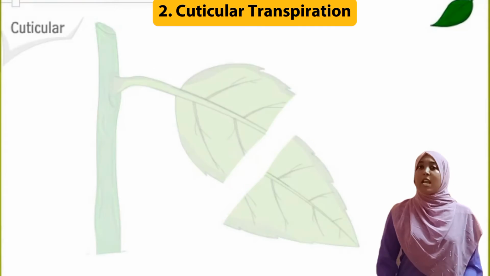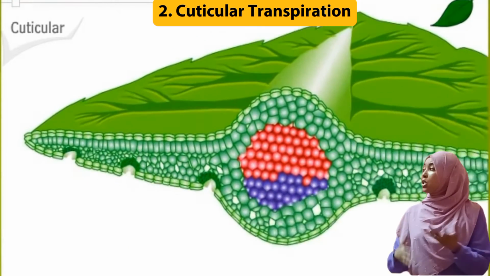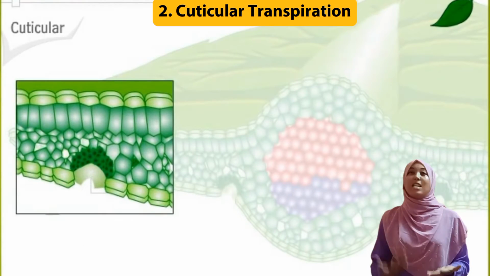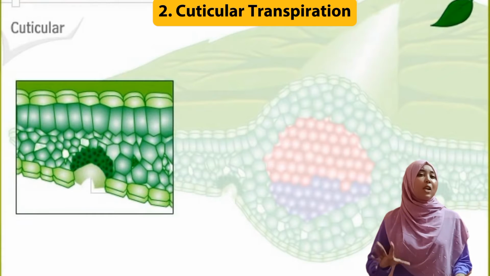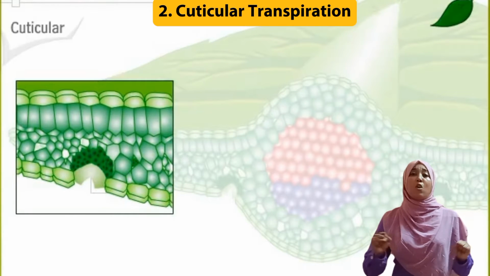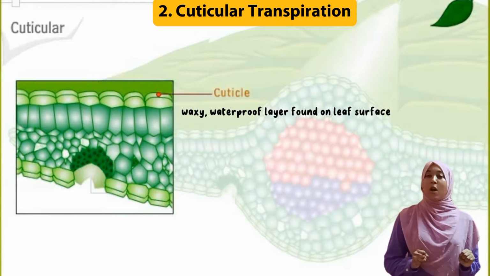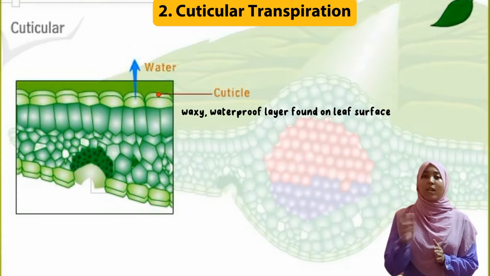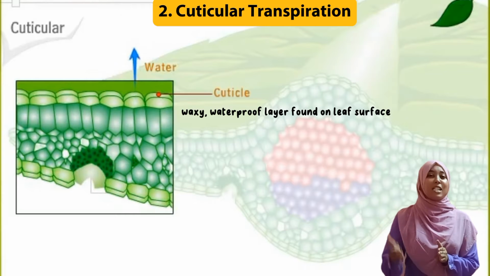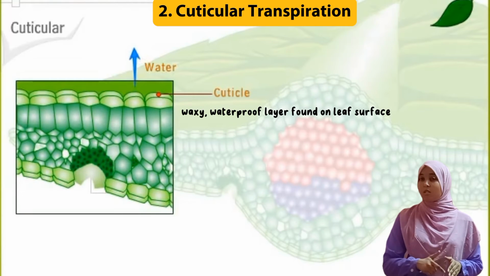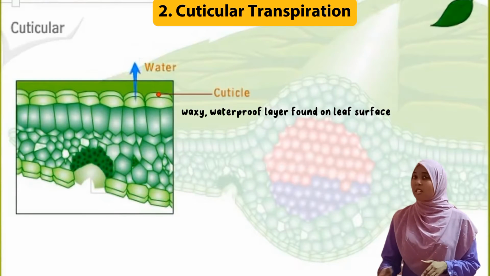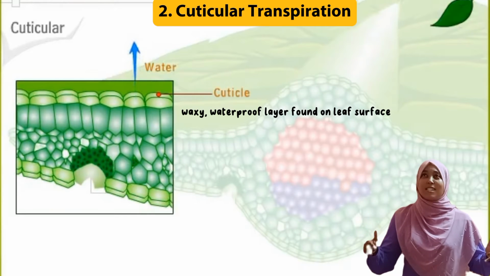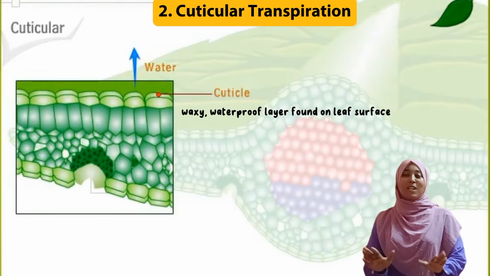Moving on to the next one, cuticular transpiration. Now, cuticular transpiration occurs through the cuticle. So the cuticle is a waxy, waterproof layer that is found on the upper and lower surfaces of the leaf. Now, I know you're probably thinking, why is she contradicting herself? She just told us that the cuticle is waterproof, and at the same time, water is lost through the cuticle. How does this happen? Okay, let me explain it to you.